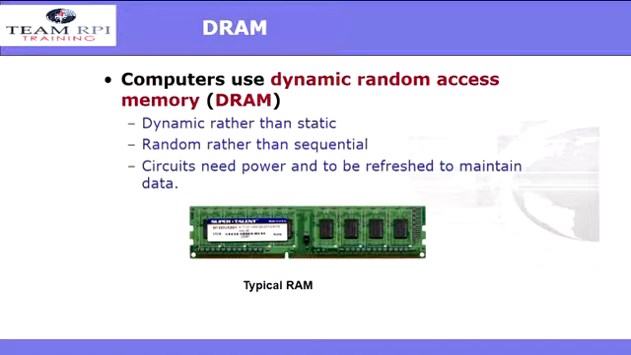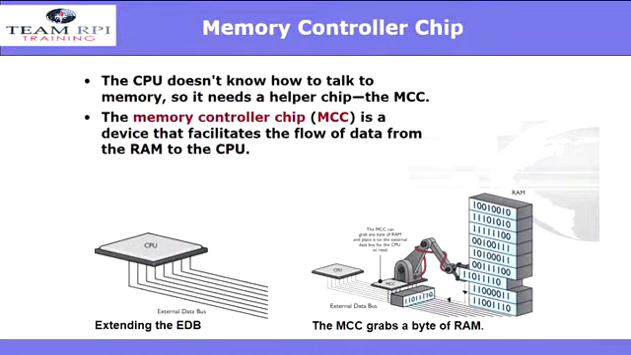So now our next problem. The man in the box, the CPU, doesn't know how to talk to memory, so it needs a little helper chip, if you will. Enter the MCC, or the memory controller chip. It's a device that facilitates the flow of data from RAM to CPU so that the man in the box understands the commands that you want him to perform.